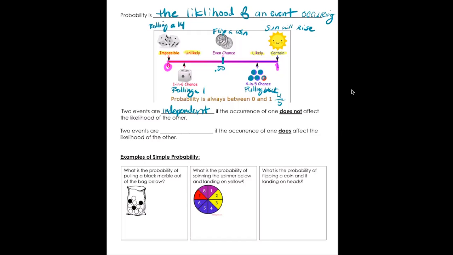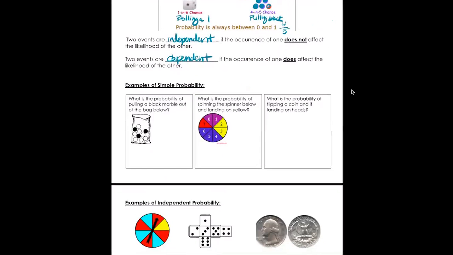Whereas dependent, think if you have like a little puppy, the puppy is dependent on its owner to feed it. It's dependent on its owner to walk it. A newborn baby is also dependent, okay? So 2 events are dependent if the occurrence of one does affect the likelihood of the other. So when you're comparing events, they're either going to be independent of each other or they're going to be dependent of each other. Let's do some examples. We're going to start with examples of just simple probability, and then we'll move into independent, dependent.